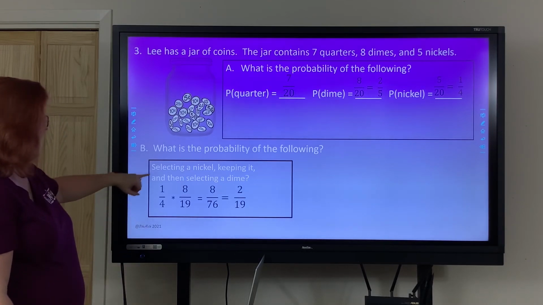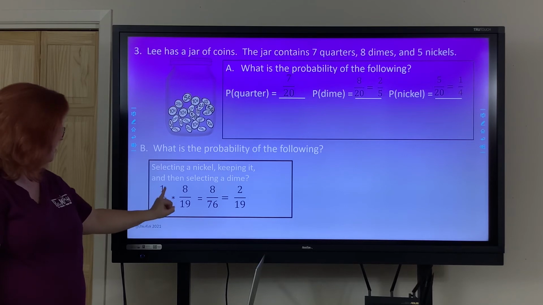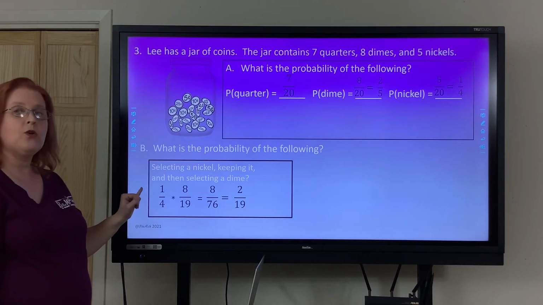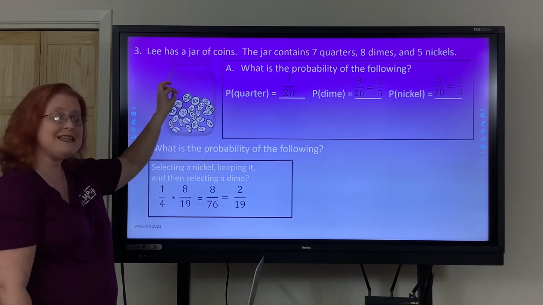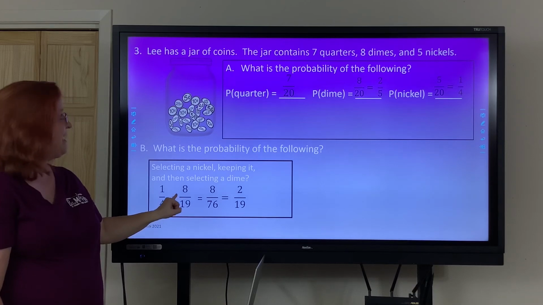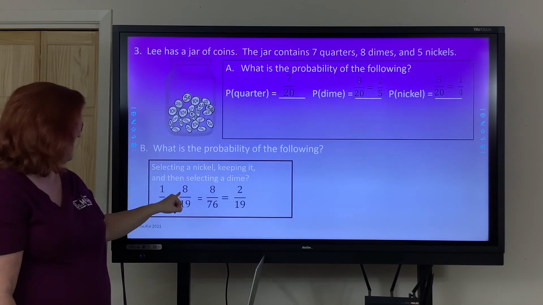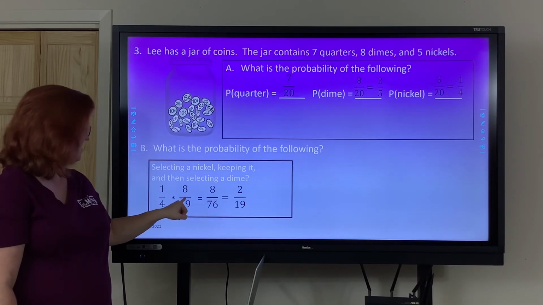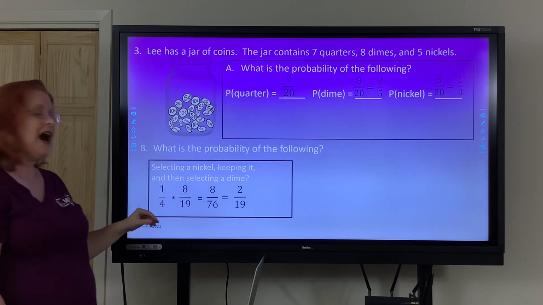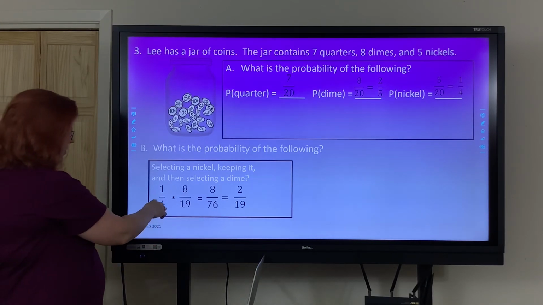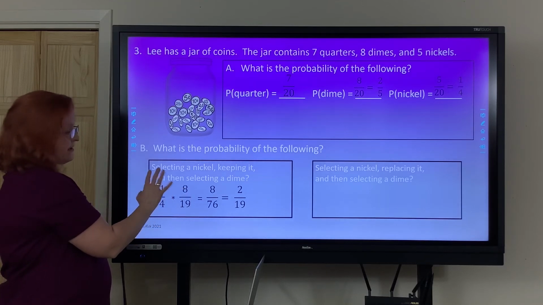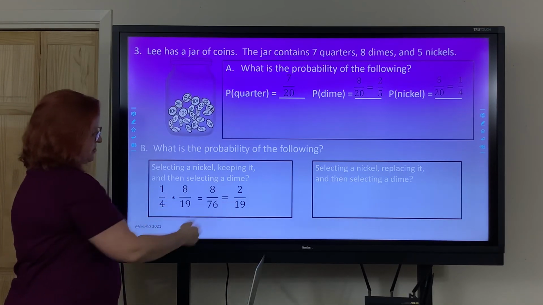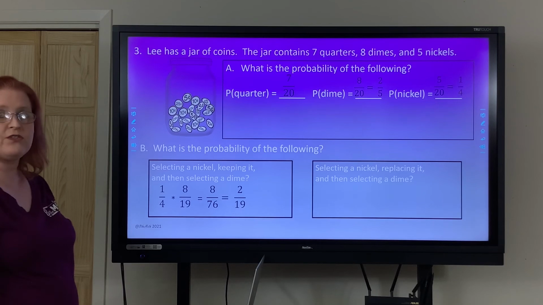All right, so the probability of getting a nickel, because it's the first action, I can use the reduced fraction, 1/4. Keeping it, though, means I now only had 19 items in the jar, and so I can't use the reduced on the dime, so I have 8 dimes, but only 19 coins in the jar. So then I multiply. Now, I prefer to reduce first, where you reduce the 4 and the 8, but I know that bothers some of my students right now. So I just multiplied across and then I reduced. And so it ended up with 2 out of 19.